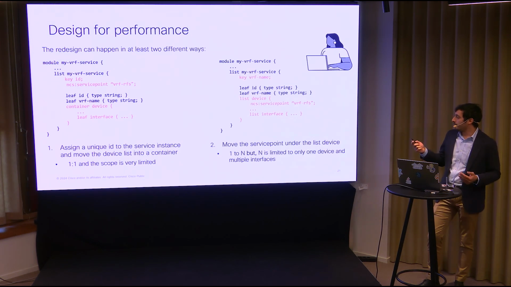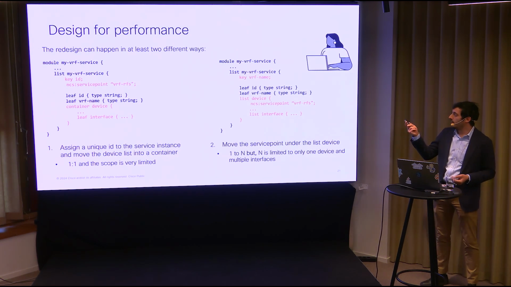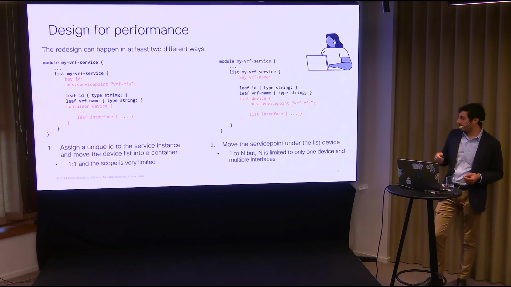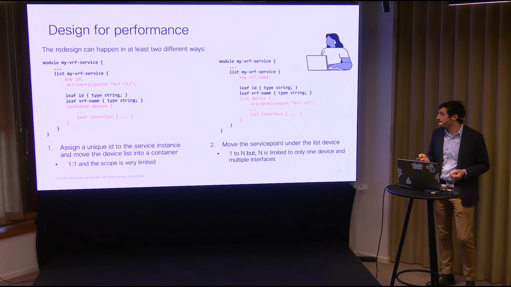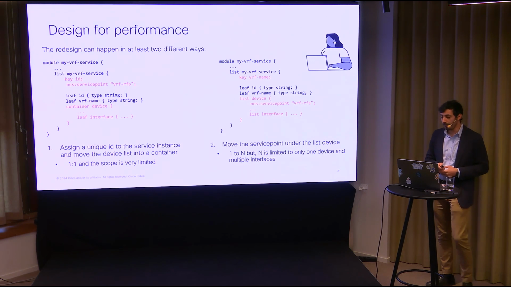Another way of doing that is moving, for example, the service point. You might move the service point under the list of devices and keep the VRF name as a key. In this case, we partially reduce the scope of this service instance because we still have a one-to-N relationship, but N is limited to only a list of interfaces and one device. It might also be useful because from the CLI you might want to know what services are configured under a VRF, and you can still do a show of your VRF name and see all the services configured under it.